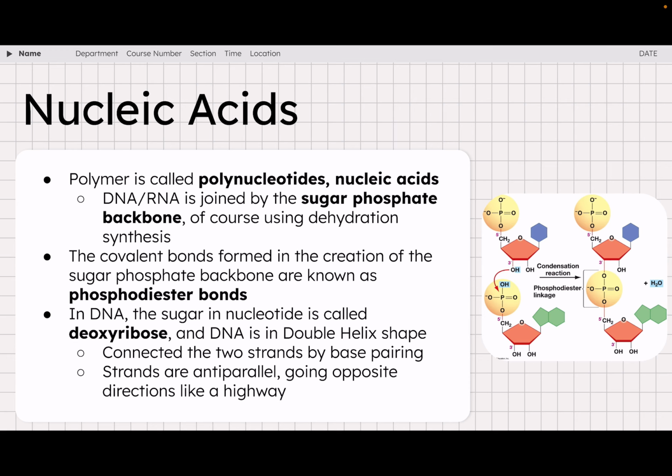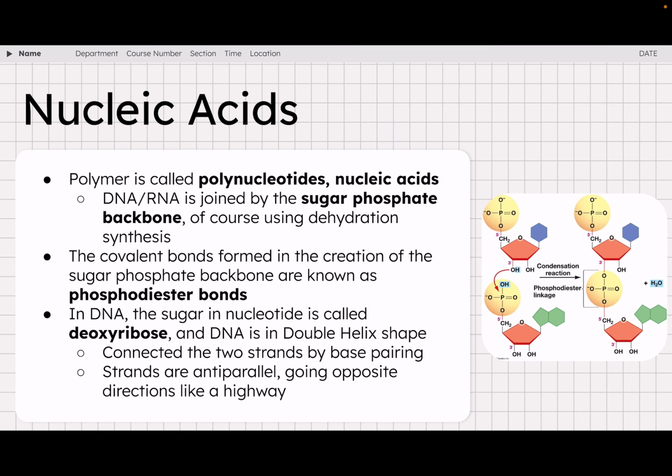In DNA, the sugar in the nucleotide is called deoxyribose. That red part in the diagram right next to it is called deoxyribose, and the DNA is in a double helix shape. I don't know how to describe a double helix. It's a pretty easy shape to understand, right? It's like just two spiraling lines, probably. They're connected by base pairing, right? Which is adenine to thymine, cytosine to guanine, and adenine to uracil, depending on if it's RNA. That's how they're bonded.